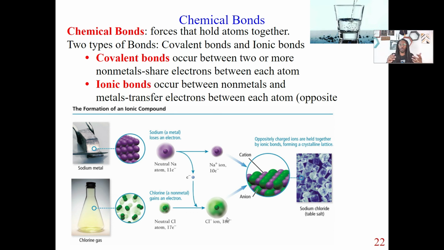Now that we have this sodium cation, which lost an electron, and this chlorine anion that's gained an electron, this is where those oppositely charged ions will come together to form that ionic bond. When they come together to form this ionic bond, they form what we call a crystalline lattice. So they're going to form this crystal, and that crystal is sodium chloride, which we see here, everyday table salt. So this is what's occurring with these ionic compounds.